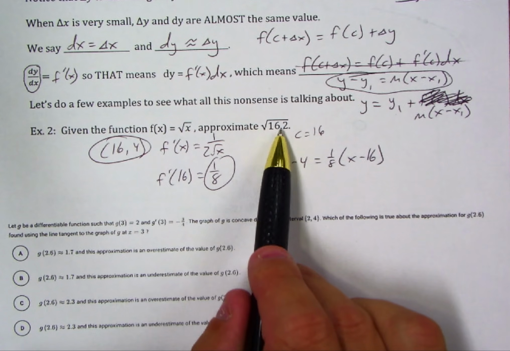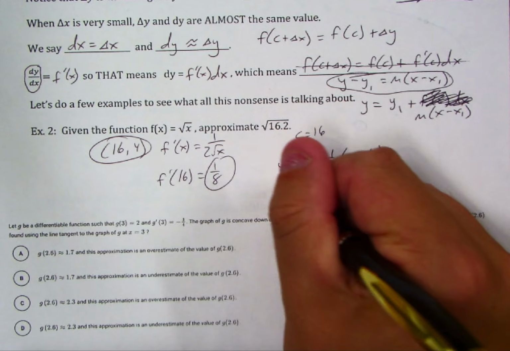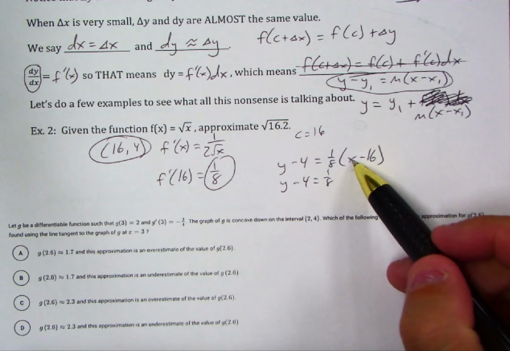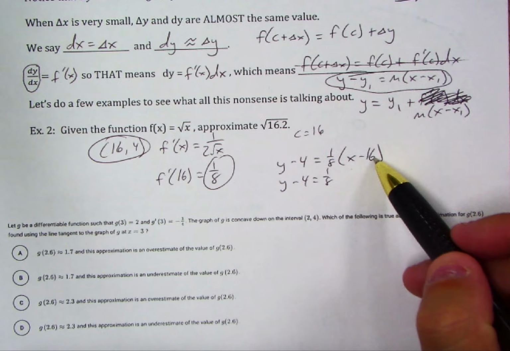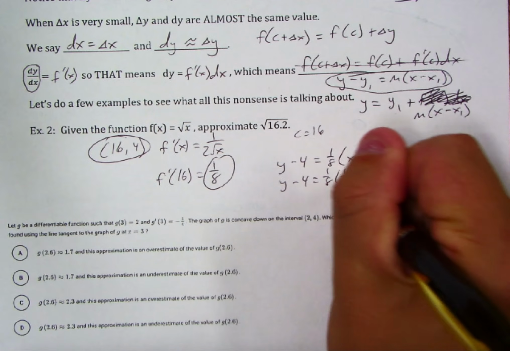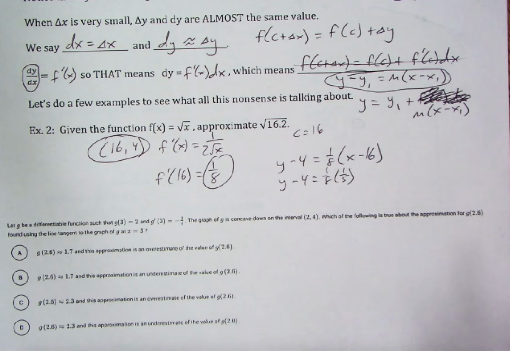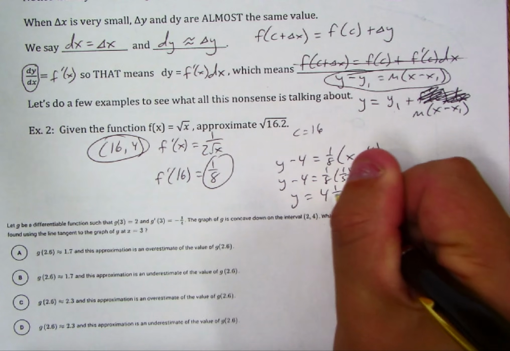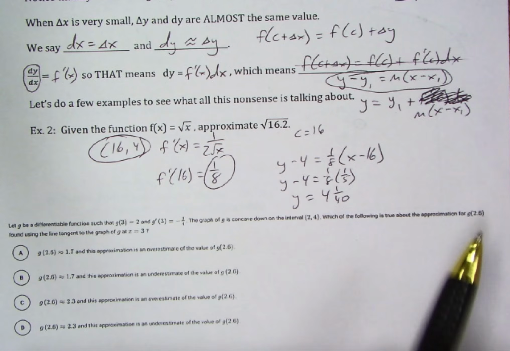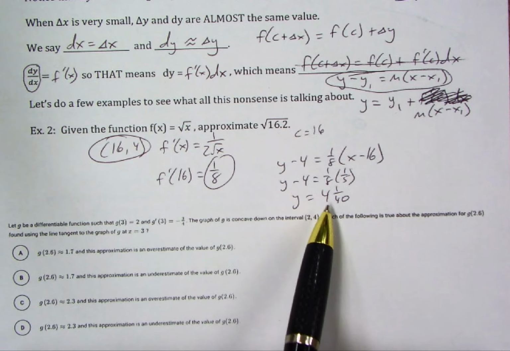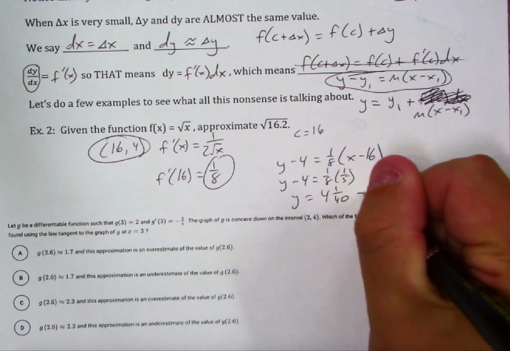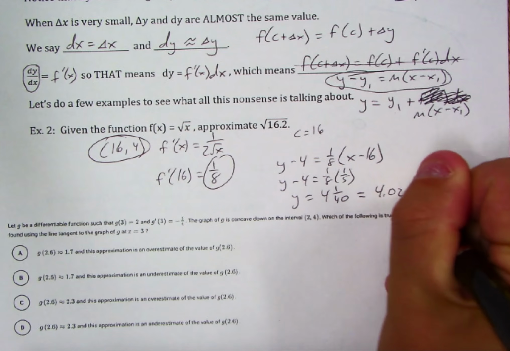So I'm going to plug 16.2 in for x. So 16.2 minus 16 is 0.2, or 1/5. So that's 1/40th plus 4. So 4 and 1/40th. So my claim is that the square root of 16.2 is basically what 4 and 1/40th would be. So I took my calculator, okay? 4 and 1/40th is 4.025.